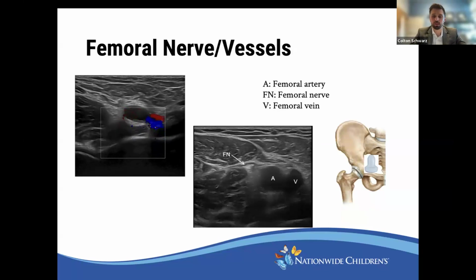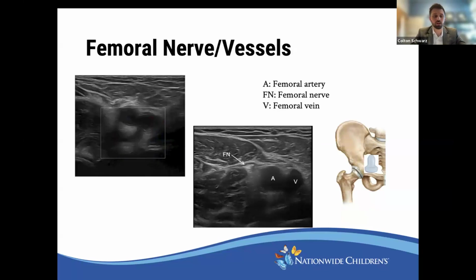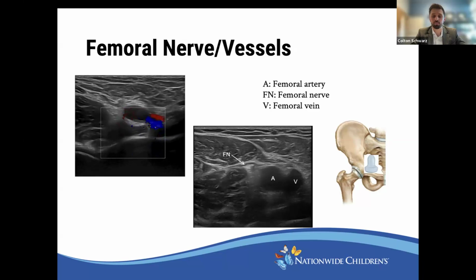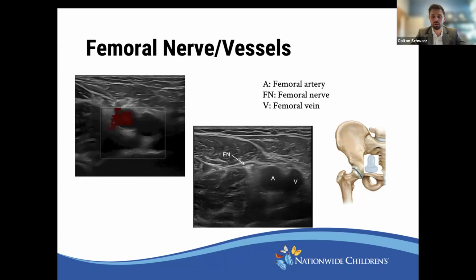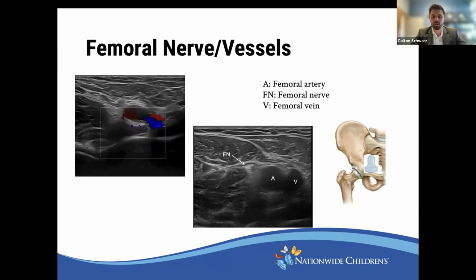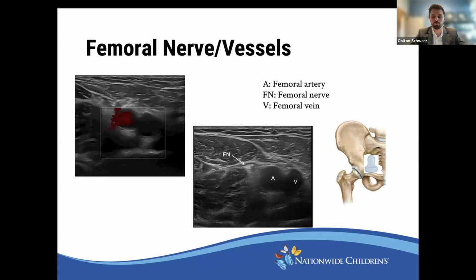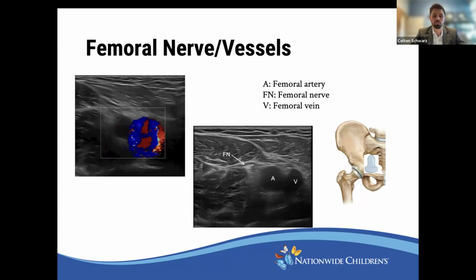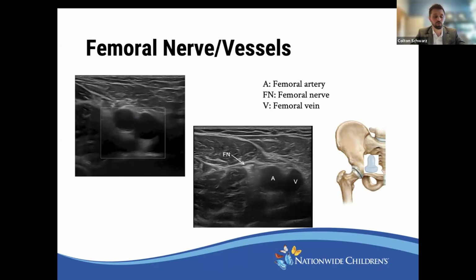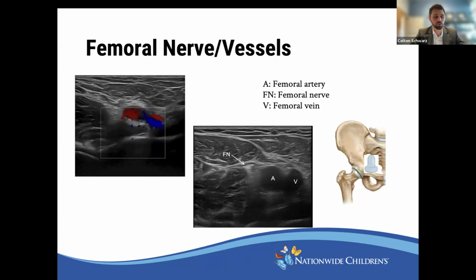Just medial to the hip joint, you'll see the neurovascular structures. You can take a look at the femoral nerve and femoral artery and vein. We don't tend to see a whole lot of pathology here, especially in pediatrics. We're typically identifying these structures during procedures or injections, so we know to avoid this area. But you can put on Doppler and also do compression to make sure that vein, the femoral vein, compresses. You're not dealing with a clot.